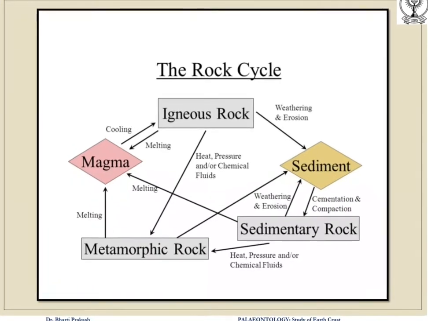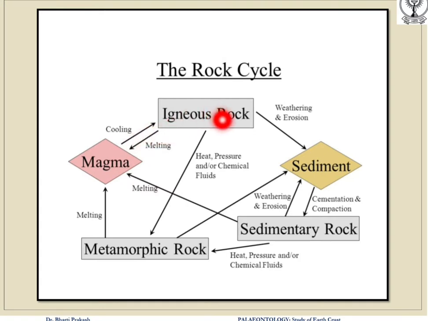We can easily understand this here. This is the igneous rock, the sediments, the sedimentary rock and the metamorphic rock. Now, when there is weathering and erosion of the igneous rock, the sediments are left loose. These then, on compaction and cementation, form the sedimentary rocks, and the sedimentary rocks under high pressure and chemical fluids are converted into metamorphic rocks. The metamorphic rock on melting forms the magma, and this magma on cooling forms the igneous rocks.